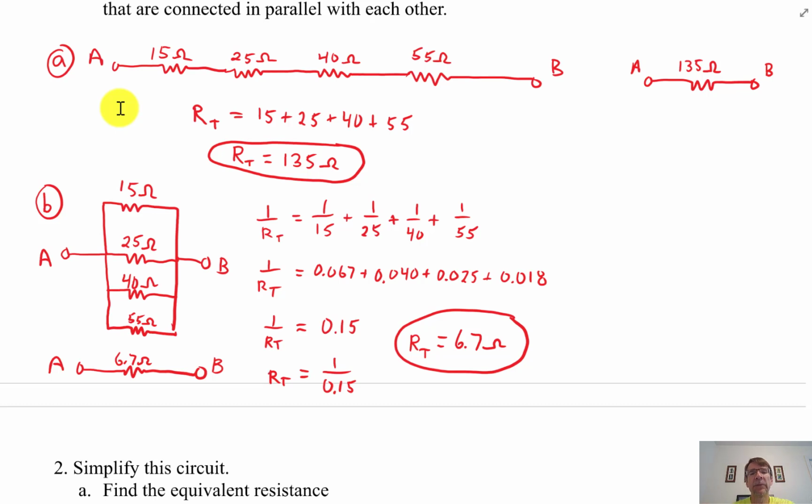All right, part C is one more part here. Let me draw it over here to the right. Let me see if I can squeeze it in.